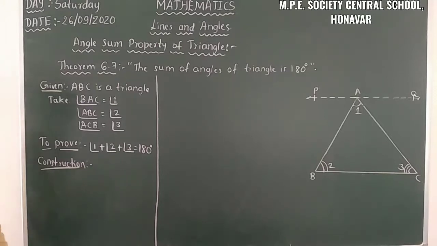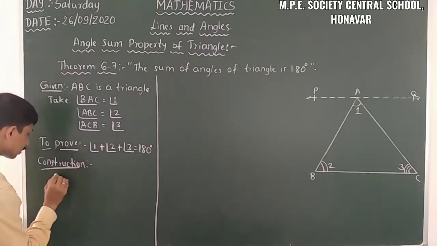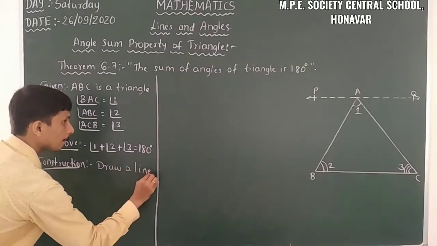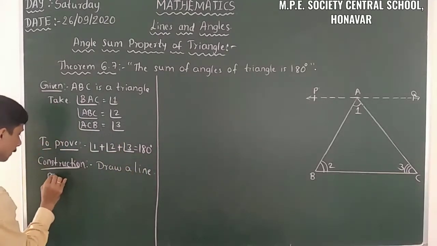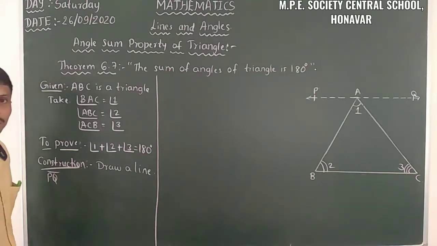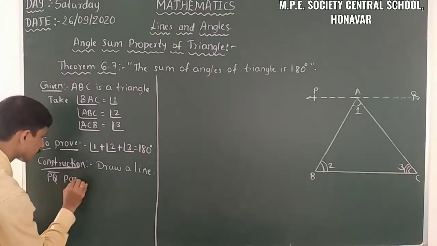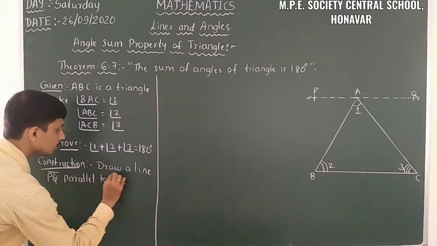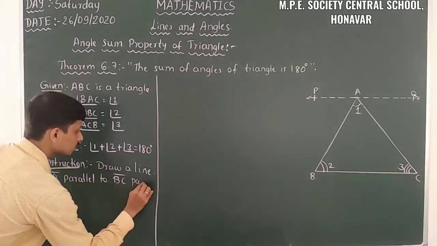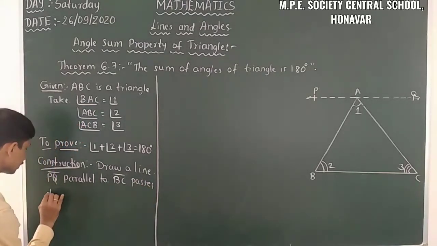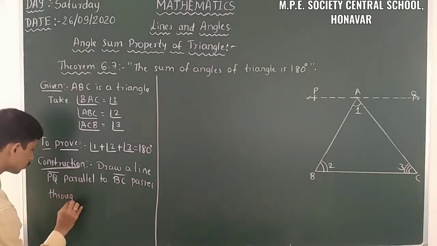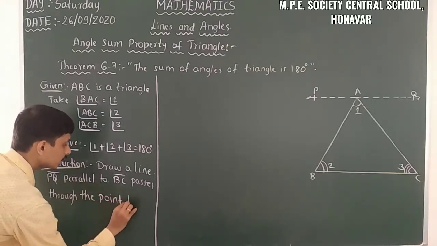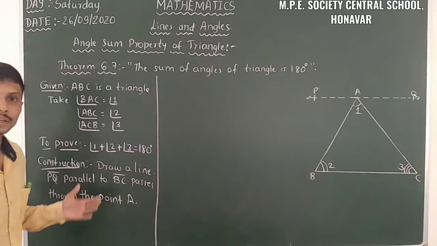Construction. So here draw a line PQ parallel to BC, passing through the point A. So here it is the construction.